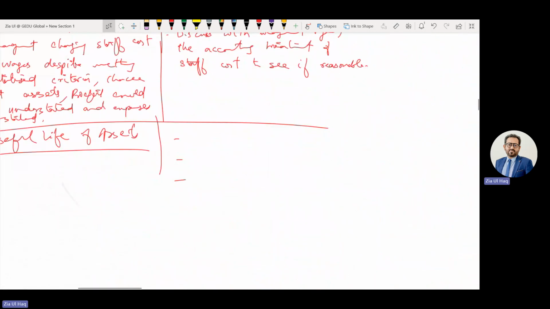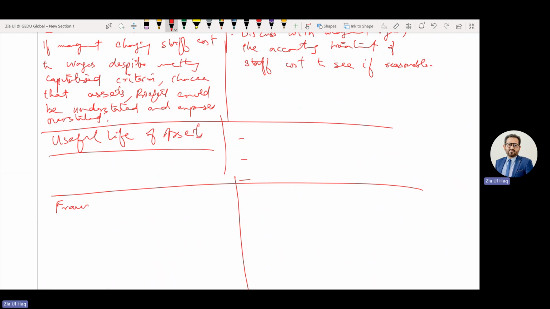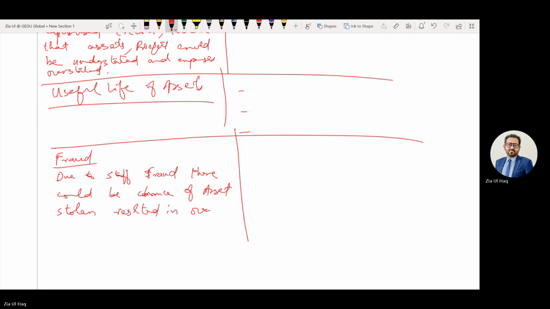So we can write down risk: fraud. Due to staff fraud, there could be chances of assets stolen, resulted into overstatement of assets in financial statements if they do not exist physically.